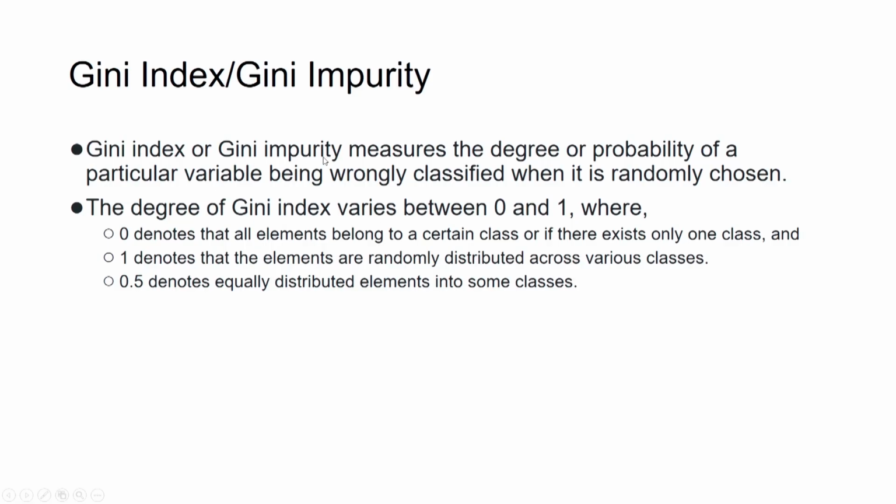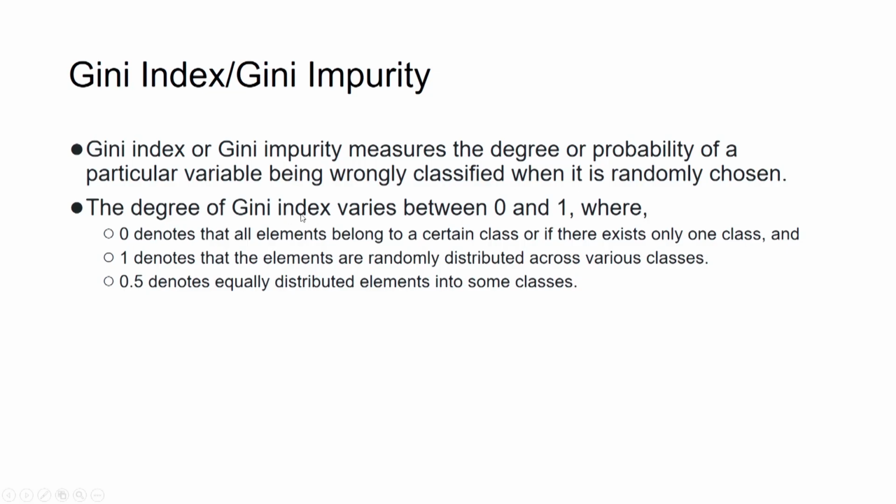So, Gini impurity measures the degree or probability of a particular variable being wrongly classified when it is randomly chosen. So, you are selecting any instance from the node, and it will be wrongly classified. Gini impurity measures this probability. What is the probability that a particular variable is wrongly classified when it is randomly taken?